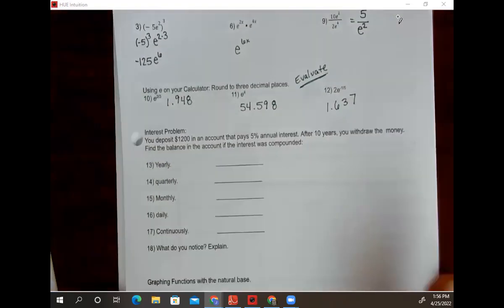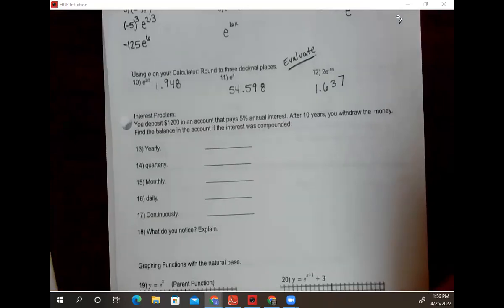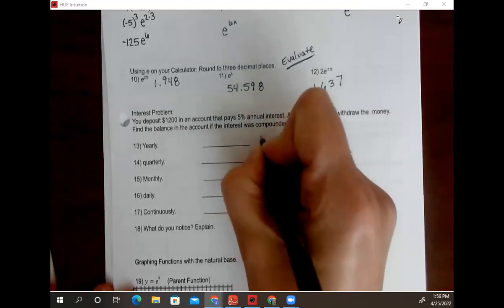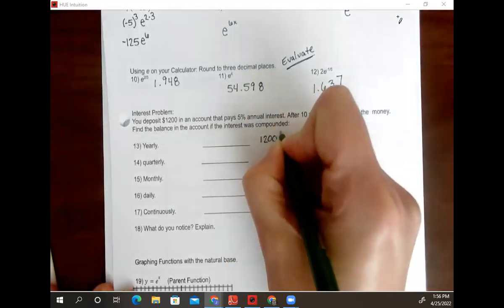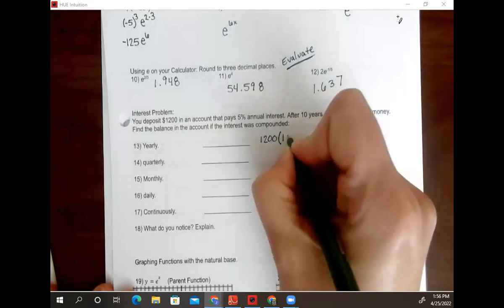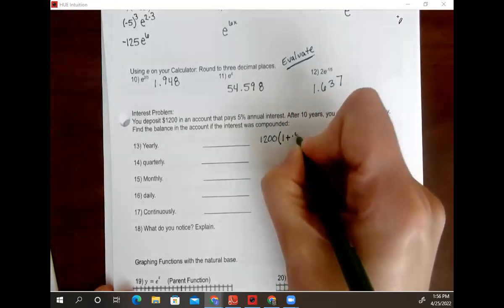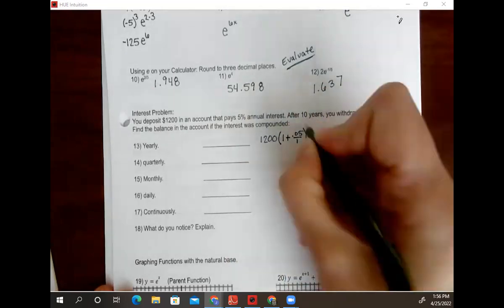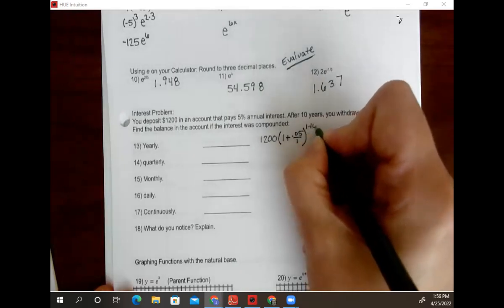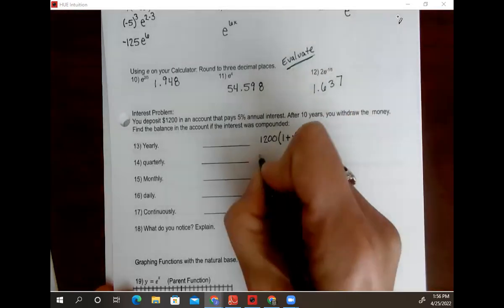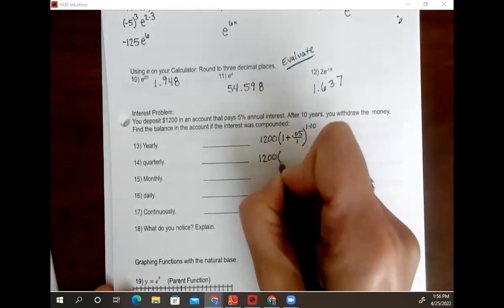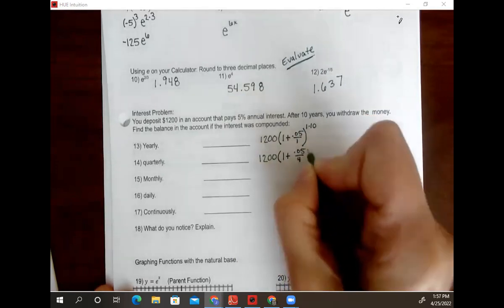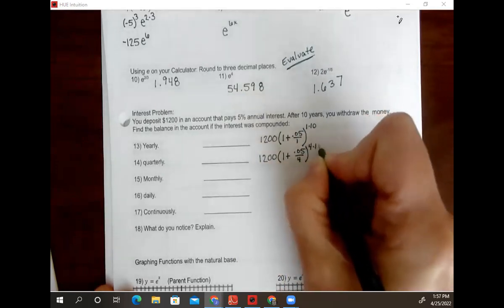So on page 25, number 13, we're going to set up what this looks like and then type it into our calculator at the end. So for yearly, this would be my $1,200 times, in parentheses, 1 plus 0.05 over 1. We're compounding once in this year. And then my exponent would be 1 times 10. For quarterly, this would be 1,200 times 1 plus 0.05, my interest rate, over 4. Quarterly is 4 times in a year. And then my exponent is 4 times 10.